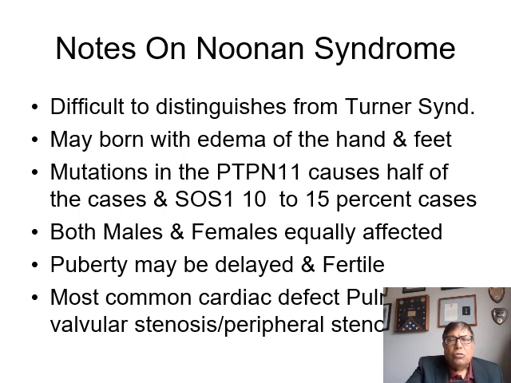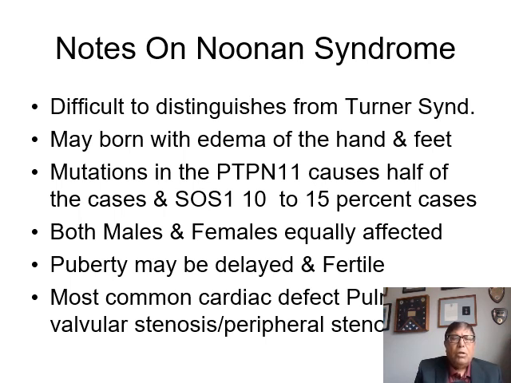Both Noonan and Turner's, they are short in stature. The growth hormone has been approved for Turner syndrome and it is also used for the Noonan syndrome. As far as the growth is concerned, in children with Turner syndrome, the study has shown on average about 2 inches height increment is possible with growth hormone administration.